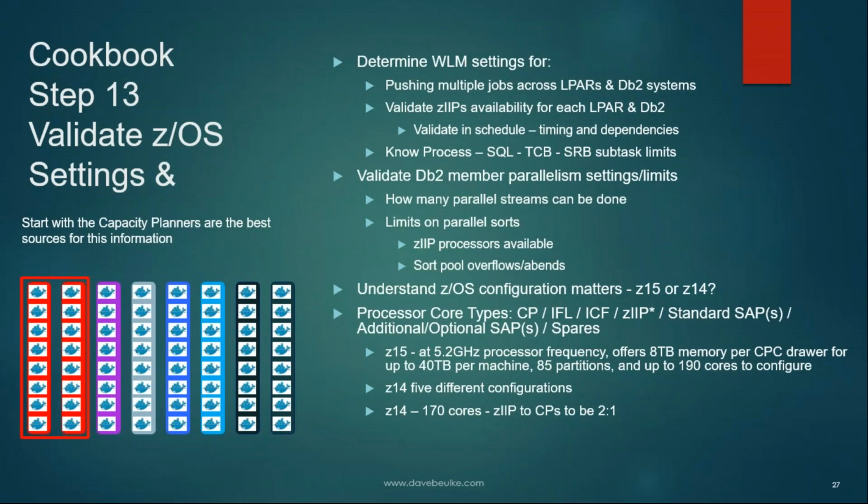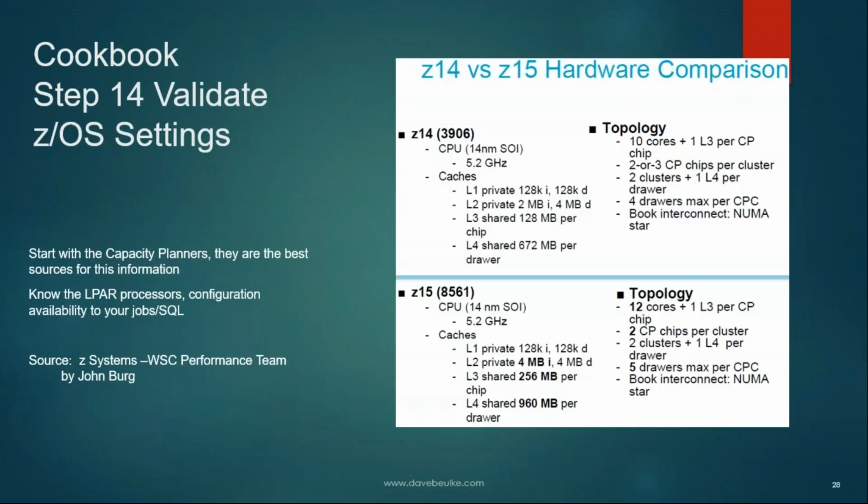Know the number of processors that are available on each LPAR. Sometimes they focus those on particular LPARs within environments, or make sure that you understand whether you're on a z14 or a z15, because the number of cores that comes into those different systems has a different topology. And here, this chart that I stole from John Berg is a great chart talking about the different memory configurations of a z15 and how you get more. You get 12 cores and much more memory on a z15.